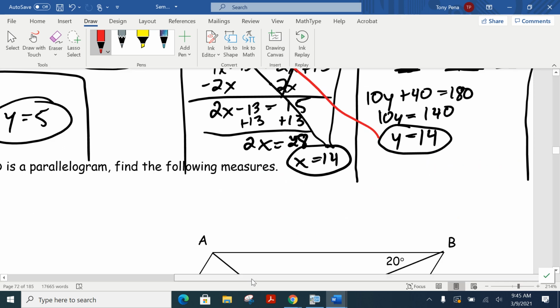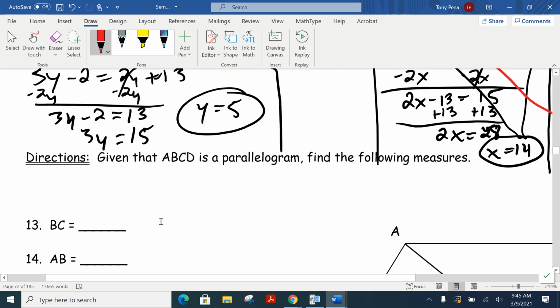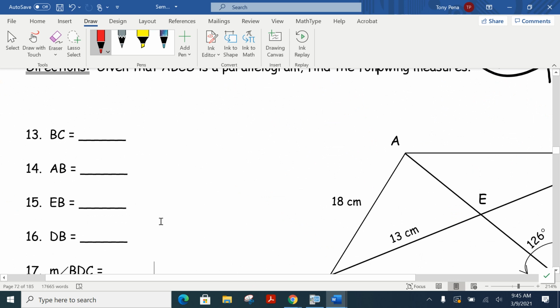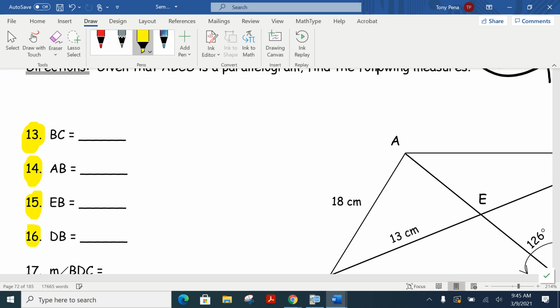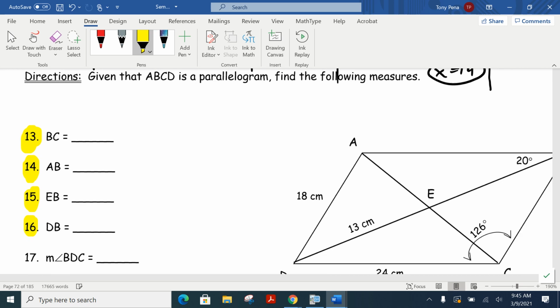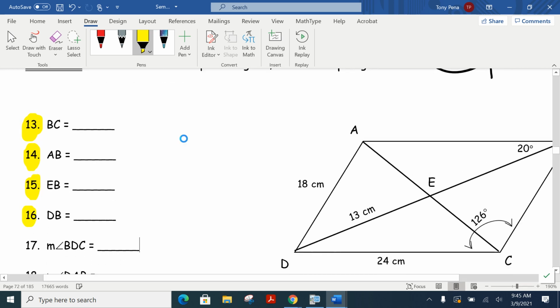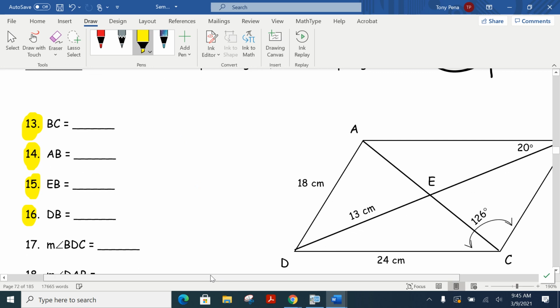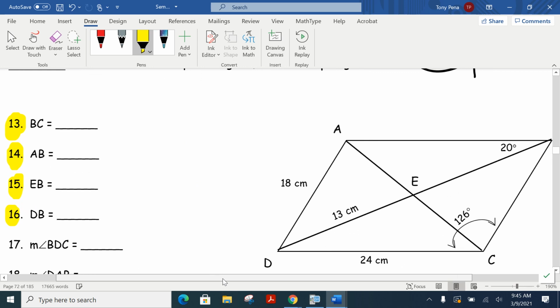Good. All right. Here's what I want you to do. Go through 13, 14. These should be the nice ones. So I'll give you 1 minute because I don't think this will take you too long. So do 13, 14, 15, and 16. So find those lengths. We'll give you 1 minute to do those. Those I think will be easy, I would hope.